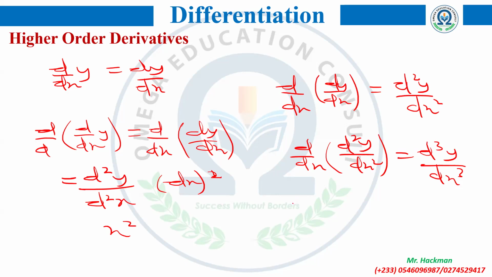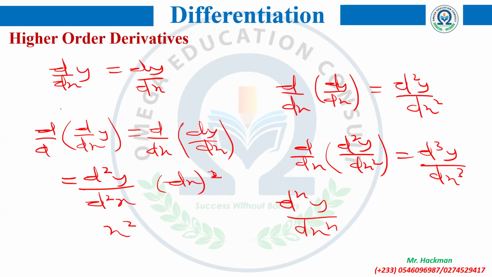So in general, I will have d^n y over dx^n. The n will tell you the number of times that you are differentiating with respect to x, as simple as that. If you're able to differentiate a function once, you should know how to differentiate it twice and what have you, as simple as that.